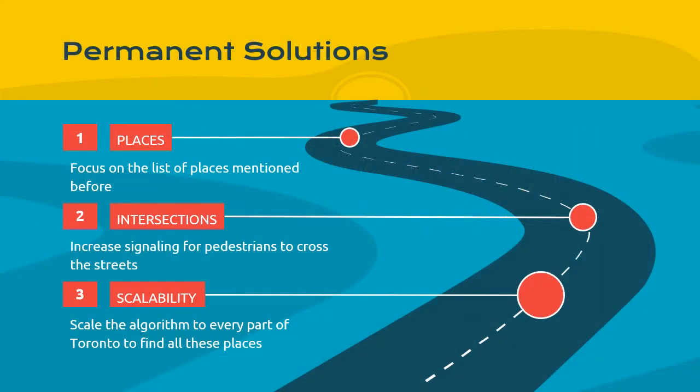Finally, with our analysis on the atemporal conditions, we obtain the places which are more prone to have an accident near them. So it is recommended to apply permanent solutions to these places, especially focusing on the intersections and the pedestrians, such as increasing signaling in intersections in order for the pedestrians to cross the street. And we can scale the algorithm to all the parts of Toronto to find every public place in which the pedestrians have more danger to have an accident and apply the same solutions.